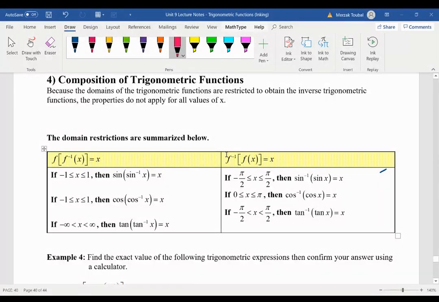Composition of trigonometric functions, what it means: if we take the composite of two trig functions, what would the answer be? So you may go ahead and read this on your own. What I'm going to do instead is explain how it works using the examples. Easier to do it through the examples.